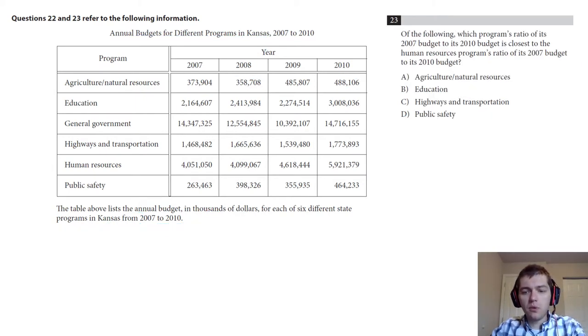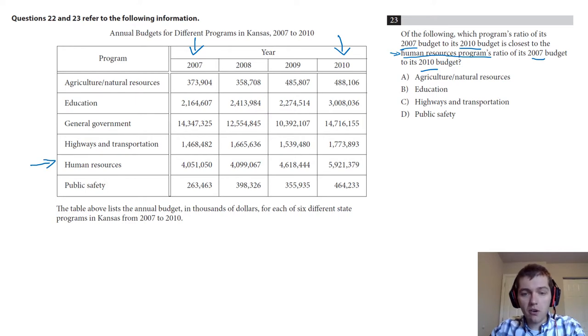Question number 23. We're using the same table as the previous problem, but looking for a different solution. What they're asking for is which of the following ratios of the 2007 budget to the 2010 budget is closest to the human resource programs ratio between its 2007 budget and its 2010 budget. So from the problem, you know that the only columns you're going to be dealing with are the 2007 and 2010 budget, and the one you're going to be comparing to is the human resources programs ratio.